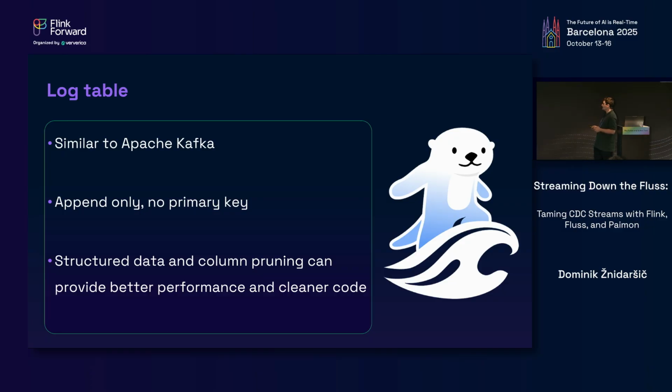And you have two types of tables. The first one would be the log table. This one is only for incremental data. On one end, you're writing incremental, so append only, into the table, and on the other hand, you're reading this data. So it acts similar to Kafka. And of course, column pruning is a big thing here.